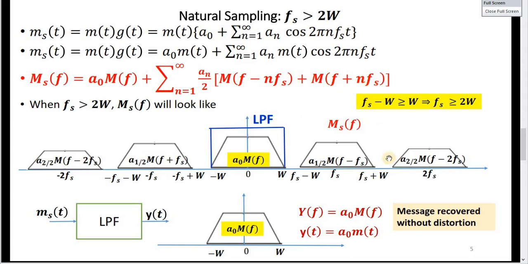Then for n equal to 2, we have M(f - 2fs) plus M(f + 2fs). This is a2/2 M(f - 2fs), and this is a2/2 M(f + 2fs). This should be a plus.